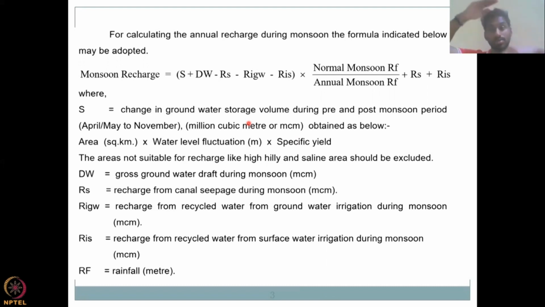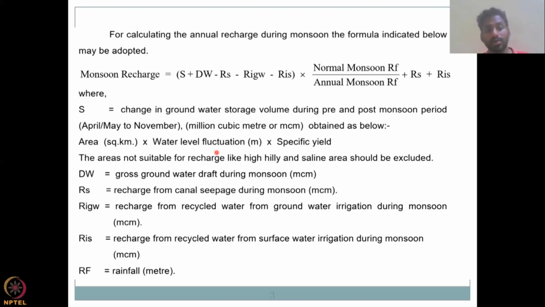The subtraction of this is not only the recharge, because there is the component of the soil that allows the recharge to happen. That comes in as the specific yield. We'll come to that. Then we have it in units of million cubic meters, or MCM, obtained as below. S is obtained as the area times the water level fluctuation, that is, the difference in water level, times your specific yield. So you have an area and then the thickness of the water. That is how the volume comes. Specific yield is a percentage.